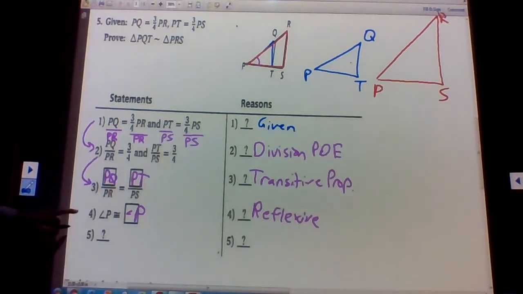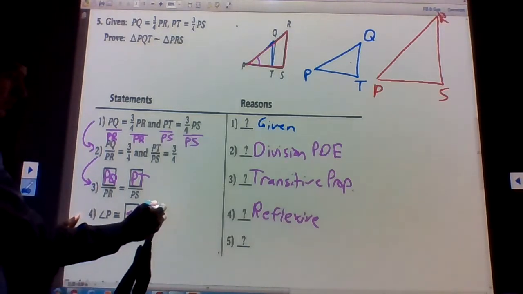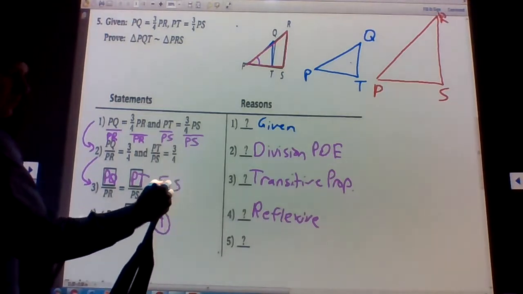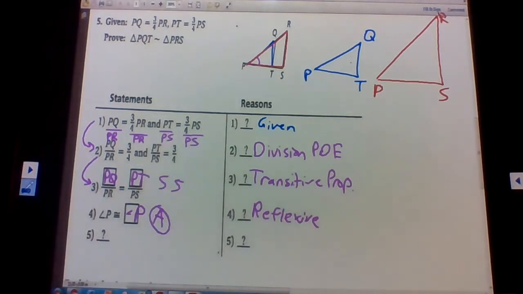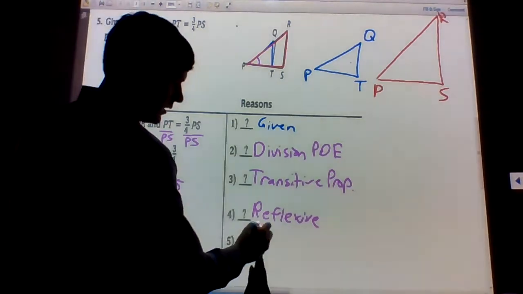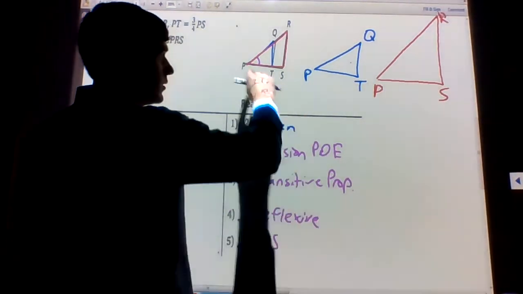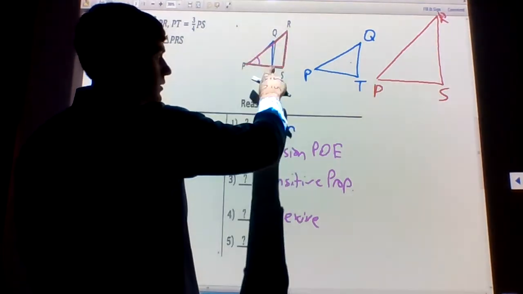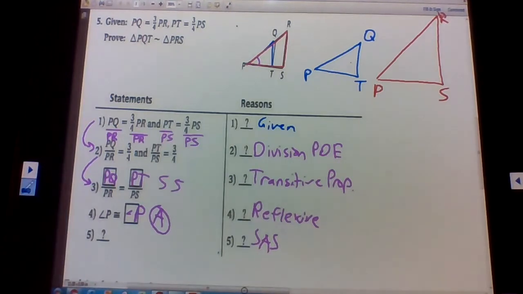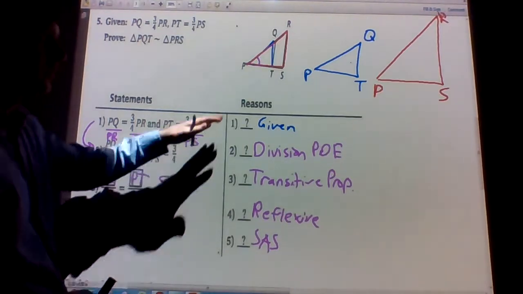So how many pair of angles are congruent here? We have one pair of angles. And here we have two pair of sides. So which theorem are we going to use? We're going to use side, angle, side. Right? We know that PQ over PR equals PT over PS. So that's two pair of sides that are proportional, because those two ratios are equal. And we have the angle between those two sides congruent.